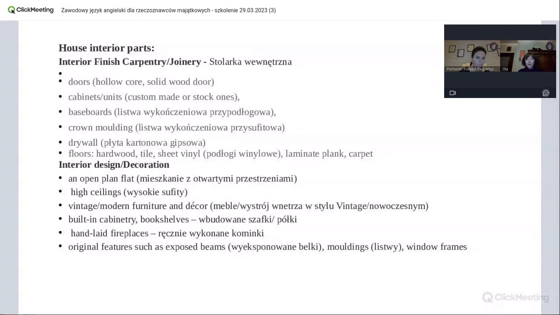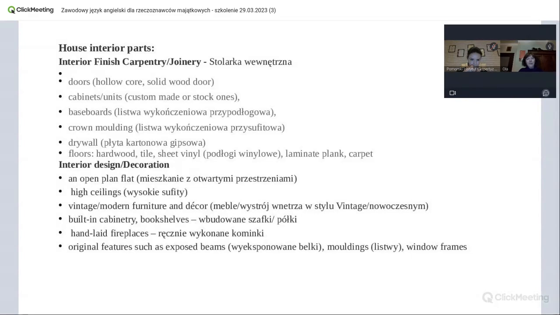So to describe the flat or the house, for example, wysokie sufity, sometimes we wonder, is it the same as in Polish? Yes, it is high ceilings, or an open plan flat. So it's the flat with open rooms, yes. Built-in, wbudowane elementy. I think cabinetry is a very useful word because in Polish we have two magic words, szafa, szafki. In English, it's not that easy. Usually you have to think about what it is used for, but cabinetry is quite safe.